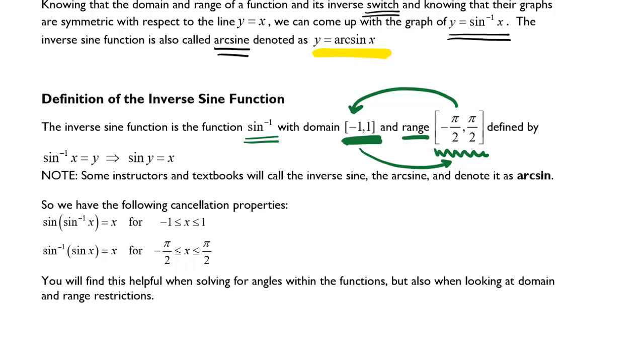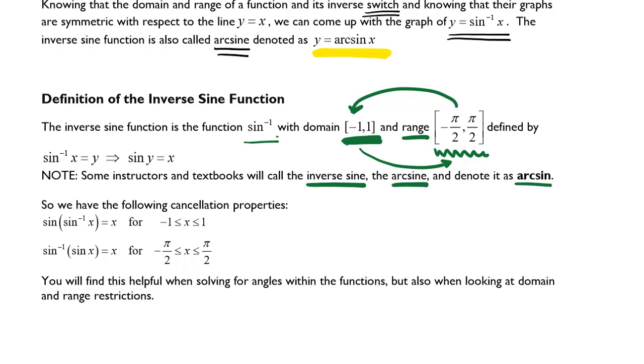Sine inverse of x equals y implies that sine of y equals x. Note that some instructors and textbooks will call the inverse sine the arc sine and denote it as arc sine, like this. So it's important to keep track of the fact that the notation is different, but what it means is exactly the same.